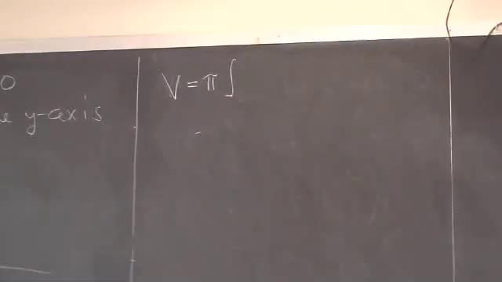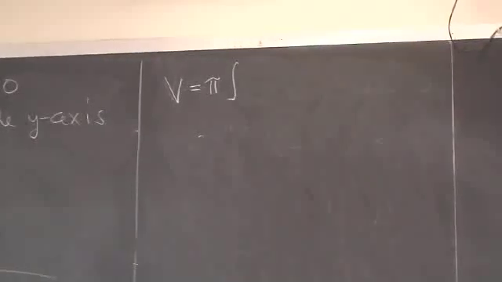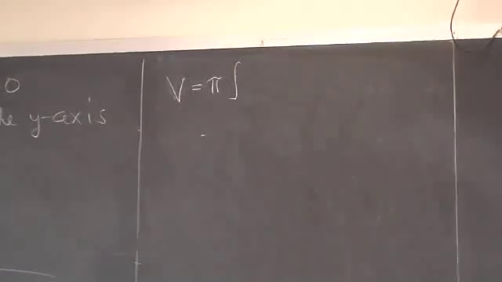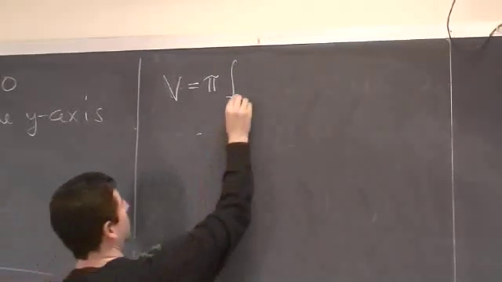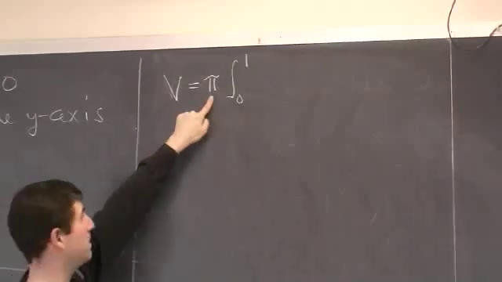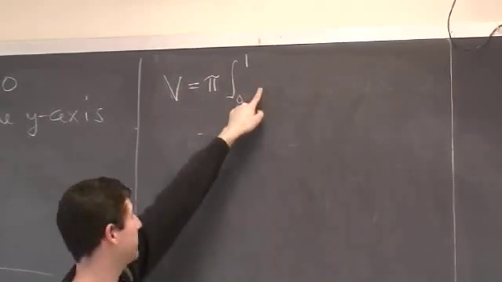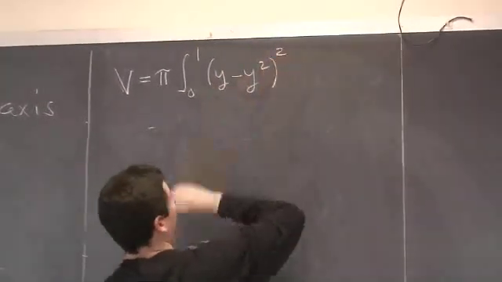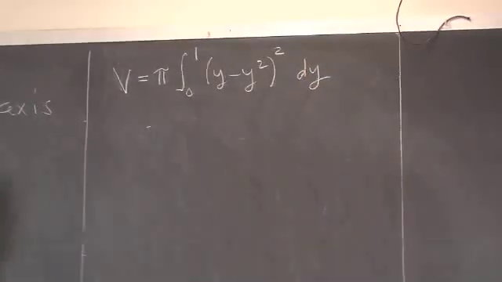Okay, so we need to figure out where we're going. So we said that one root was 0 and one root was 1. So we must be going from 0 to 1. And now we have to do our top function minus our bottom function. But of course, our bottom function is just 0, so we don't worry about that. And then we remember, we're in the pi r squared case, so we have to square whatever function we put here. So our function is y minus y squared, and then we have to square it. And then we integrate with respect to y.